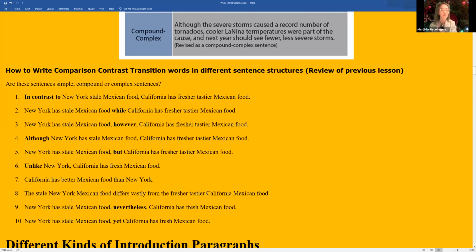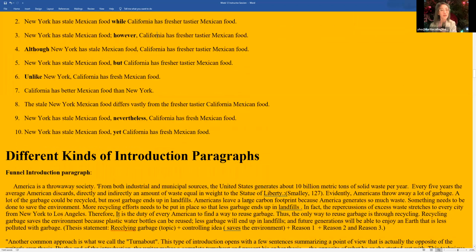The stale New York Mexican food differs vastly from the fresher, tastier California Mexican food. Is that simple, compound, or complex? I think it's still simple. It's still simple. Excellent. New York has stale Mexican food. Nevertheless, California has fresh Mexican food. Compound, because that's a transition word. That's why you have to memorize your transitional word list.